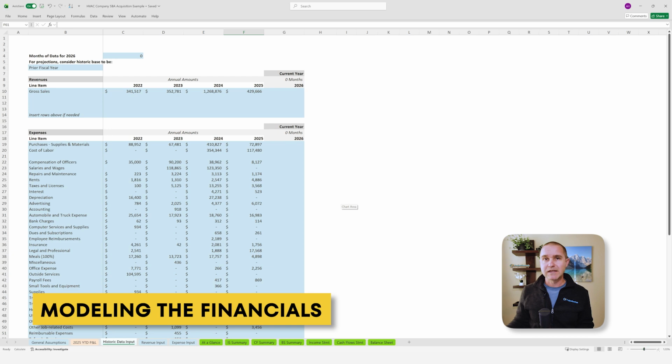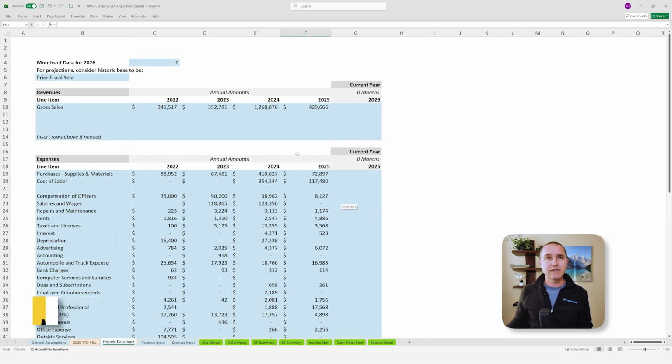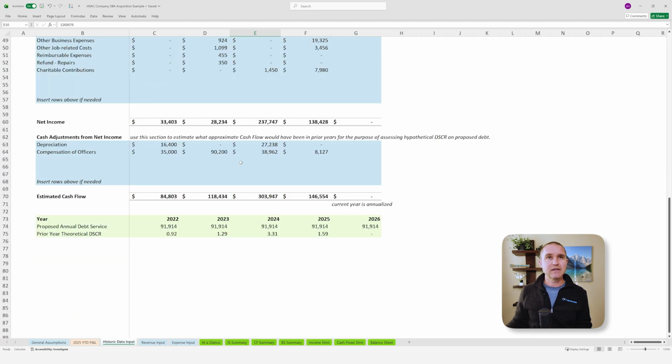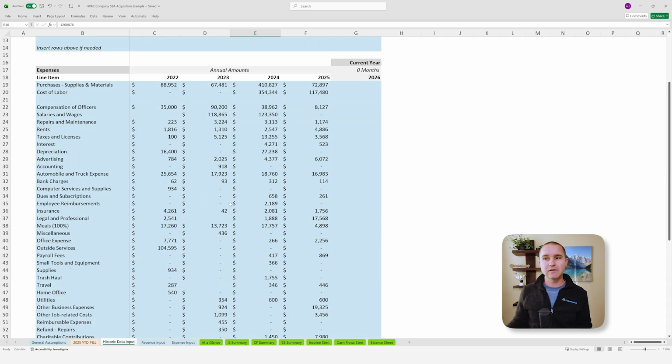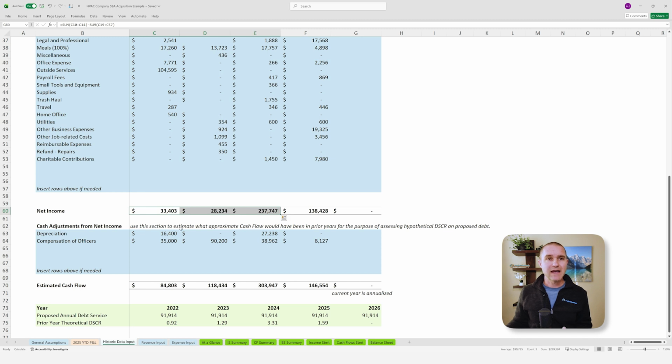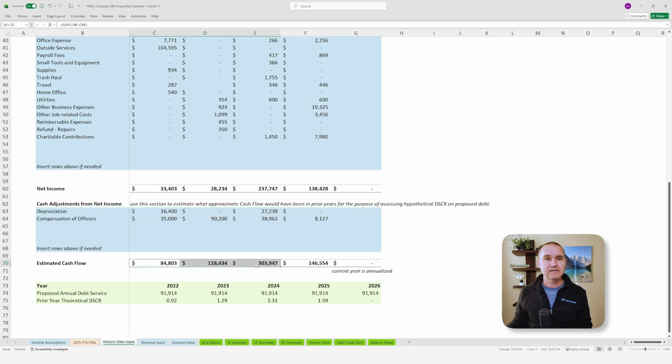We start by getting the historical tax return data into the model. You can see the last 3 years and you see this huge jump. 22 and 23 were almost right in line with $300,000 in sales. 24, all of a sudden a $1.2 million year in revenue. We get all of their expenses into the model to come up with the net income, and then we have add backs, things like depreciation or compensation of officers here, to end up with our estimated cash flow.